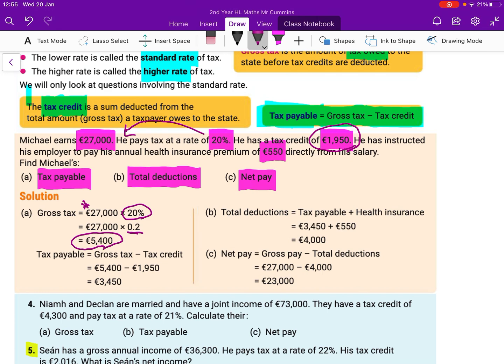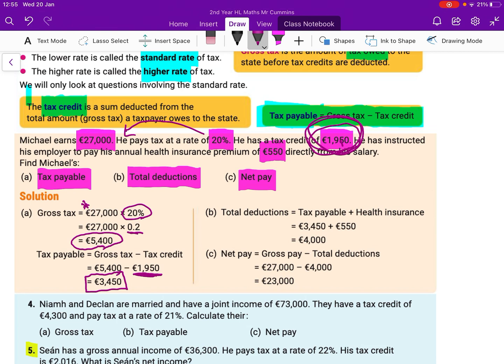Well, Michael has this 1,950 as a credit. So before they take his tax off his money, they take away this 1,950. And this then is how much tax he actually pays. So that's how much he actually pays. So his tax payable is 3,450 euros.